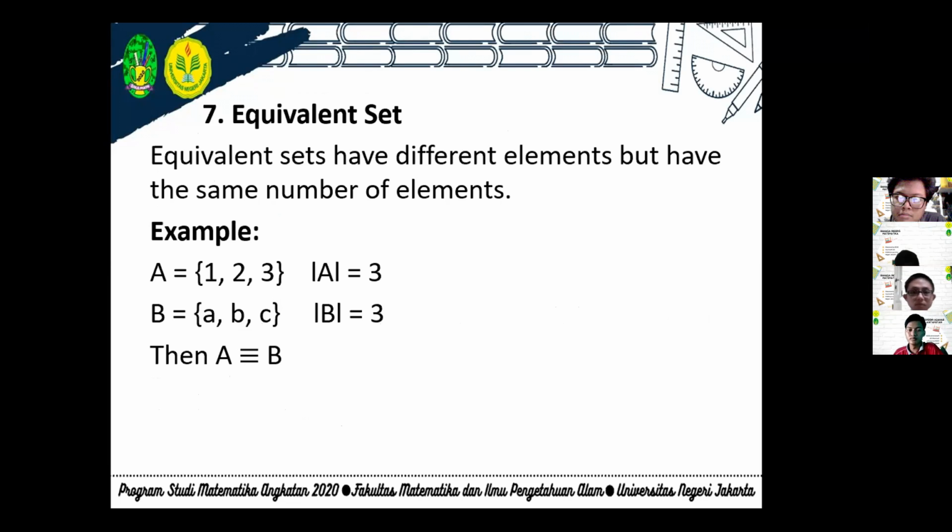Equivalent set. Equivalent sets have different elements but have the same number of elements. Example, A is 1, 2, 3. The cardinality of A is 3 because A has 3 elements. B is A, B, C. Also, the cardinality of B is 3. So we can say the sets have different elements, but they have the same number of elements. Set A is equivalent to set B.